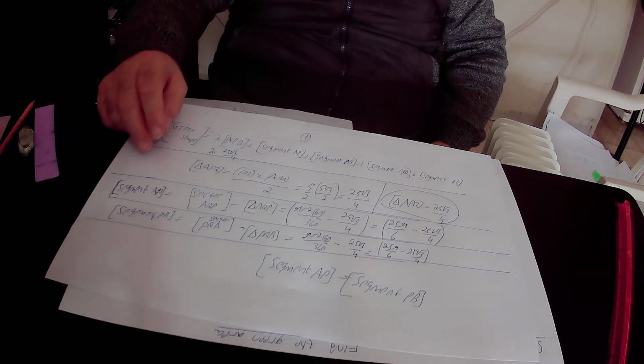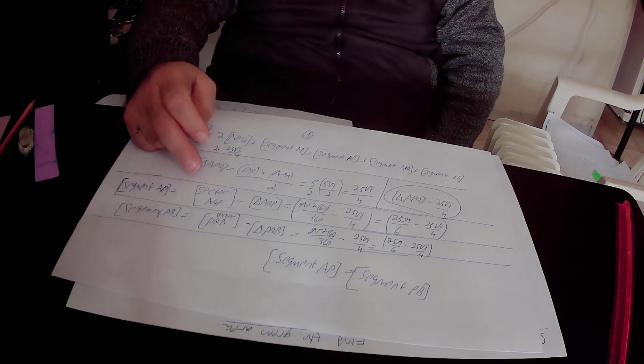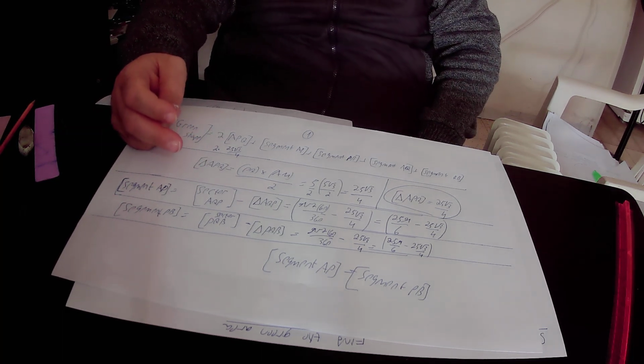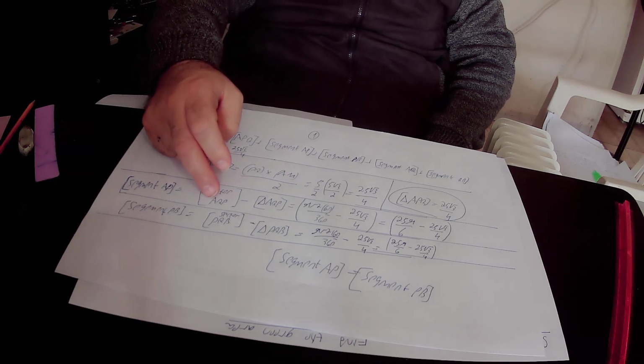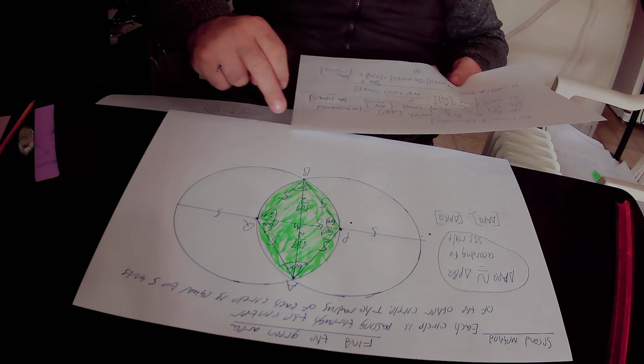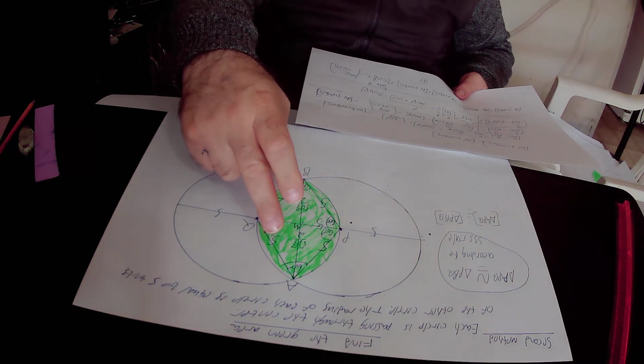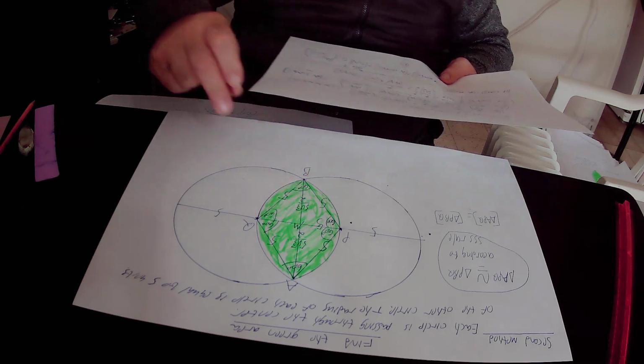And the area of segment AP equals the area of sector AQP minus the area of triangle AQP. Again, the area of segment AP equals the area of sector AQP minus the area of triangle AQP.